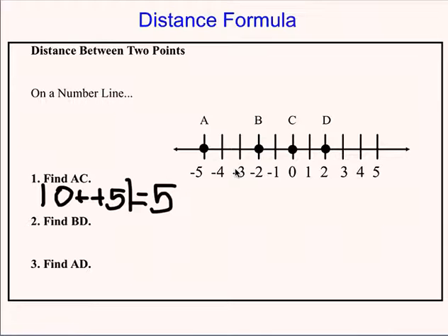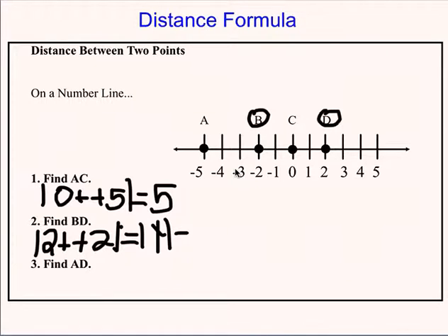So then for B, D, we have B and we have D. D is the farthest right. I'm going to take that and subtract off B. So again, subtracting a negative becomes plus a positive. So then I'm going to have the absolute value of 4, and the absolute value of 4 is just 4.